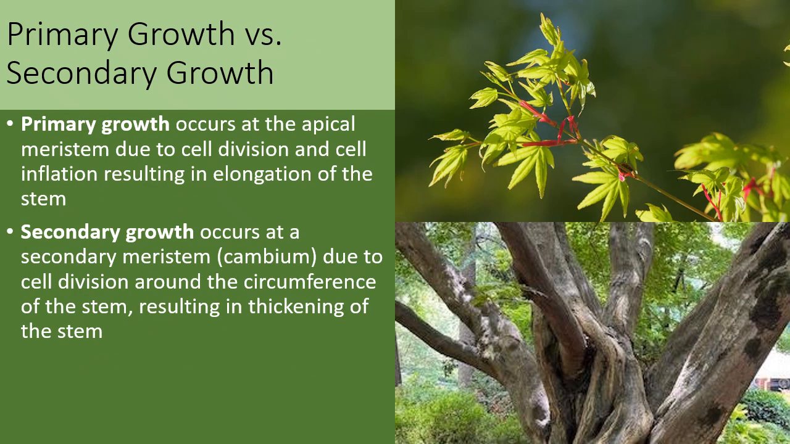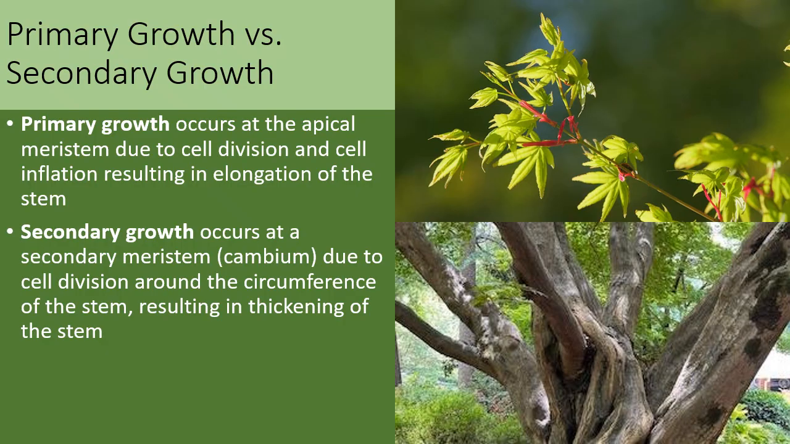Primary growth occurs at the apical meristem. That is the tissue at the very tip of the stem where cell division is occurring and where new cells are produced, and then those new baby cells are inflated with water, and that causes the elongation of the stem. Stem elongation only occurs at the stem tips, okay?